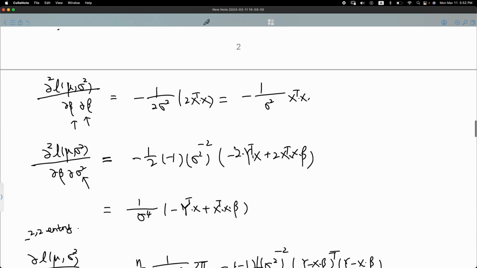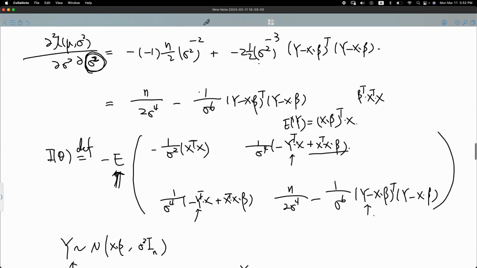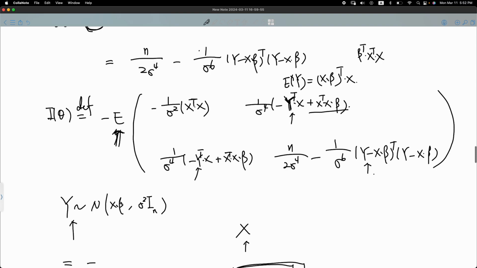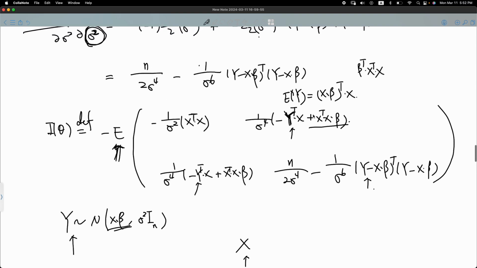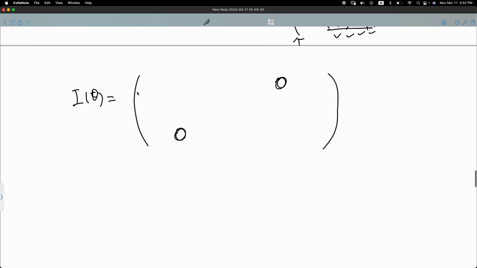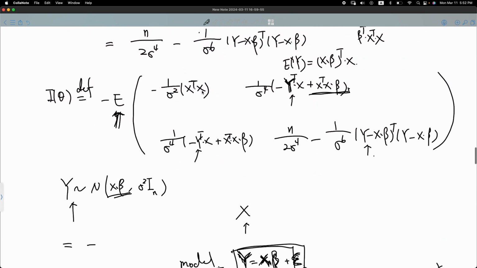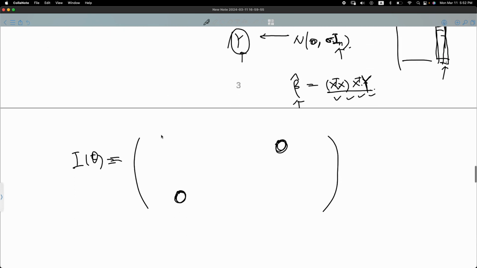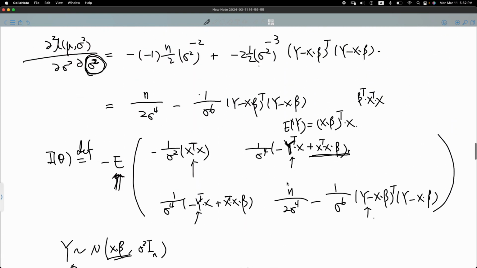The reason is that when you plug in this expectation to here, you need to evaluate the expected value for y, and the expected value for y is x beta. So when you plug in here, you have beta transpose x, and that is just this thing here, so that will make it 0. Same thing for here: the 1,2 entry and the 2,1 entry, after you evaluate the expectation, will become 0. This thing does not involve randomness, so you have the same constant, x transpose x.